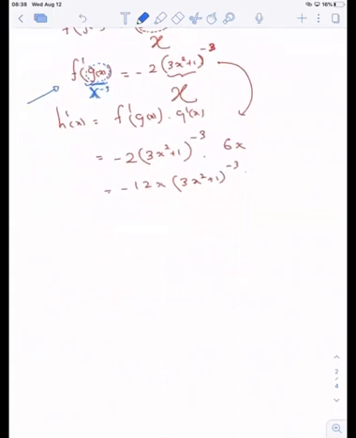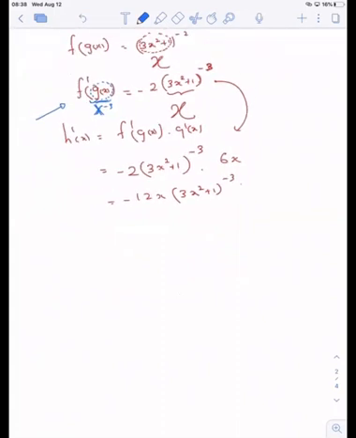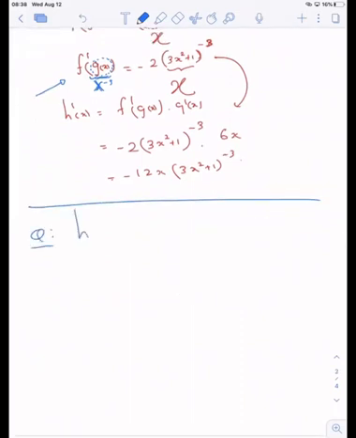Right, so let's look at some examples. Let's take the same kind of function that we had. Let's find the derivative of h(x) equals sine 3x.